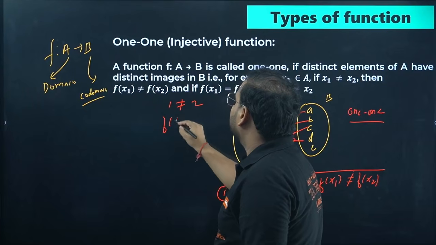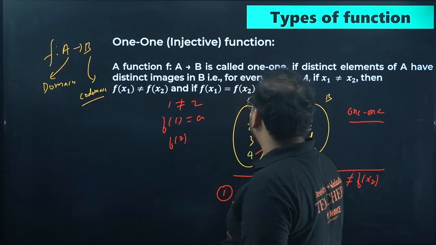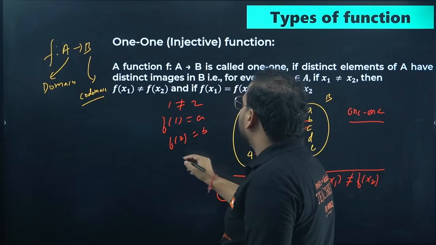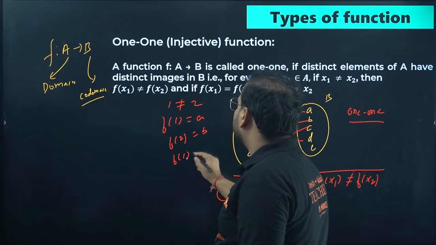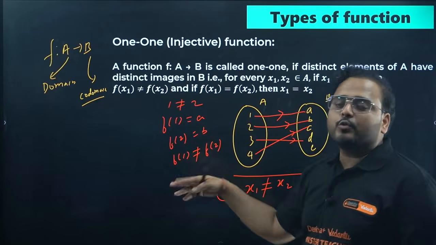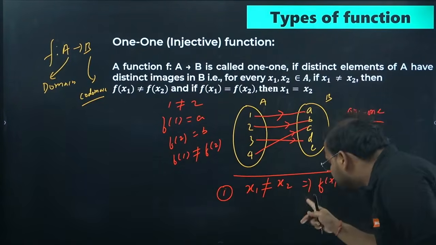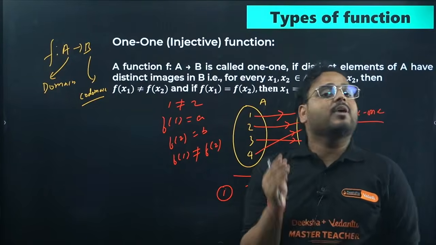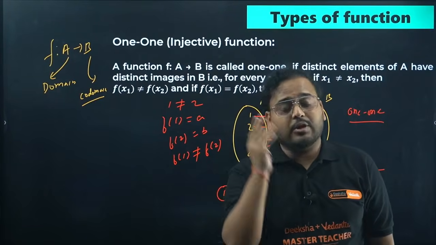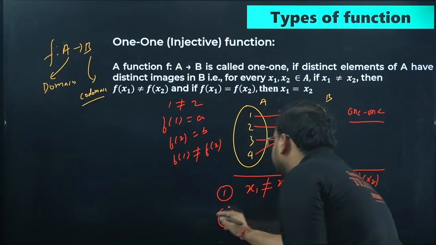So f of 1, which is A, and f of 2, which is B, in this particular case, are also not equal. 1 is not equal to 2, it means f of 1 also is not equal to f of 2. When you have this condition, the given function from the algebraic approach is 1-1. Next is just the opposite.